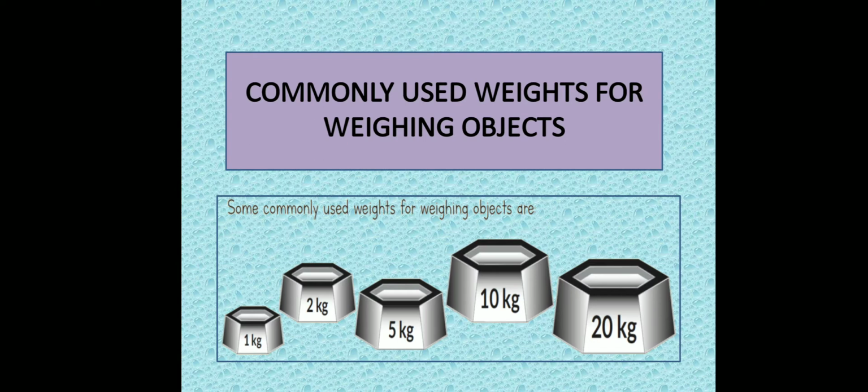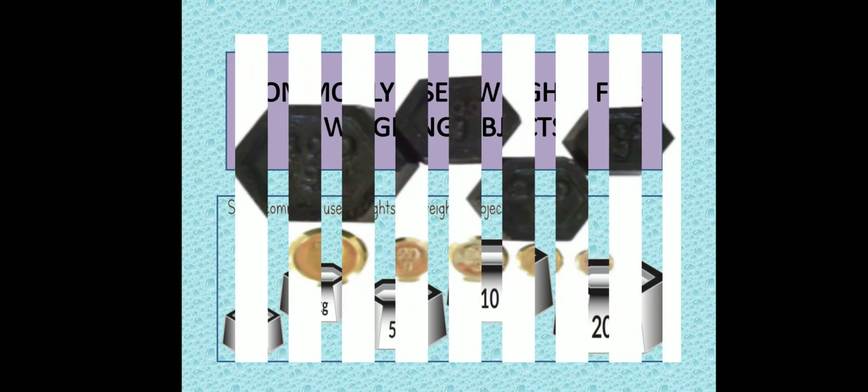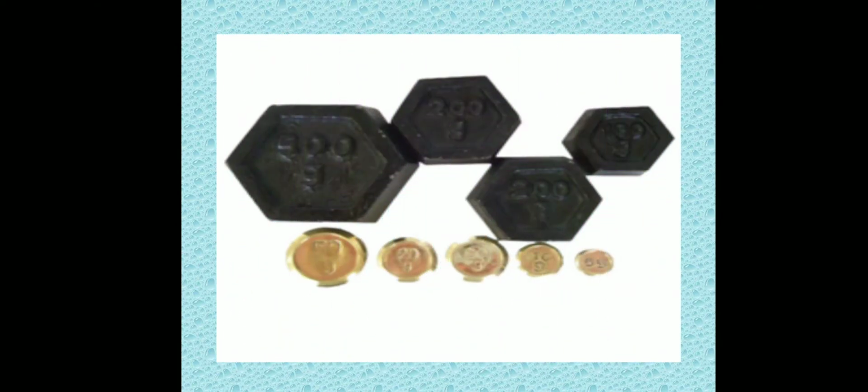Now look at the picture. These are commonly used weights for weighing objects in the common balance. The weights are 1 kg, 2 kg, 5 kg, 10 kg and 20 kg. For weighing smaller objects, we need smaller weights such as 500 grams, 200 gram, 100 gram, 50 gram, 20 gram, 10 gram and so on.